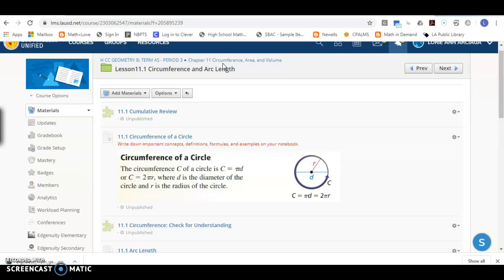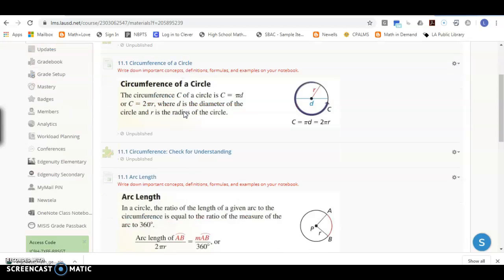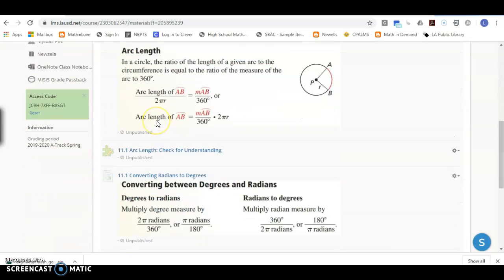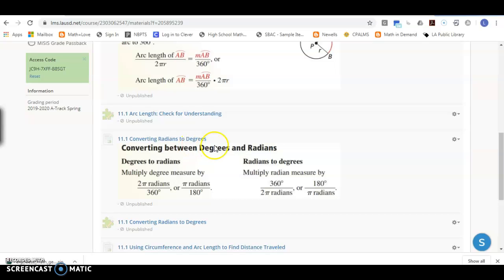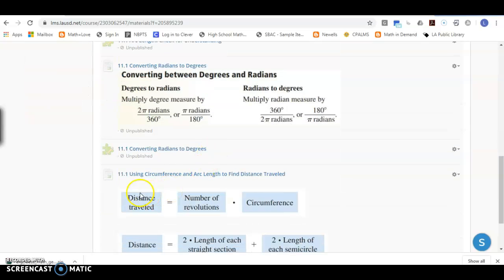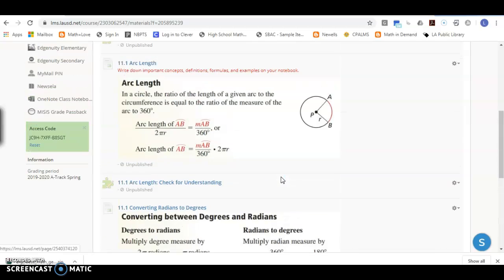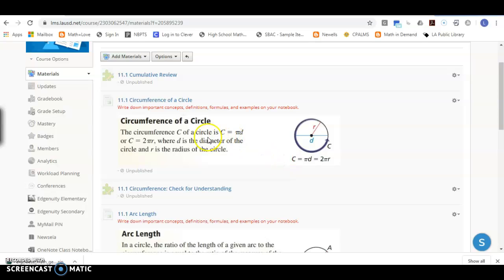And to begin with, we're going to look at circumference of a circle, arc length, converting radians to degrees, and using circumference and arc length to find distance traveled. So that's the coverage of the first lesson in this chapter.